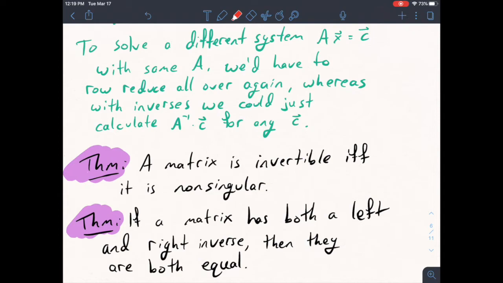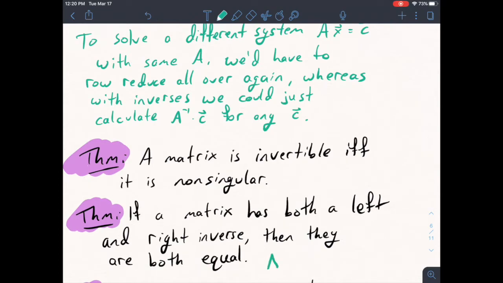I've kind of been brushing left and right inverses under the rug for a little bit. So here's a fact though. If a matrix has both a left and right inverse, then they are both equal. So if you have an inverse matrix A inverse, if BA is equal to the identity matrix and AC is equal to the identity matrix, then in fact B has to be equal to C. That's basically what this is saying.